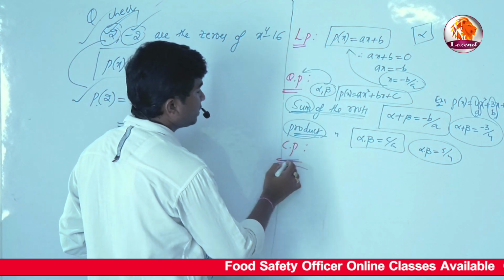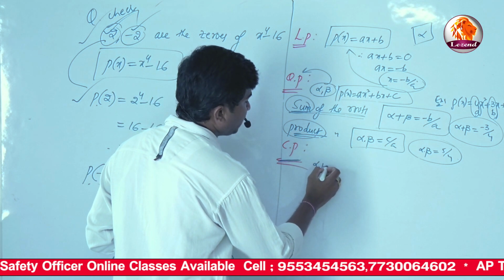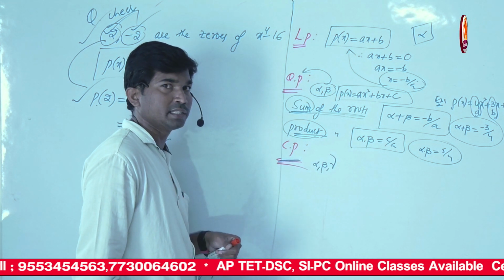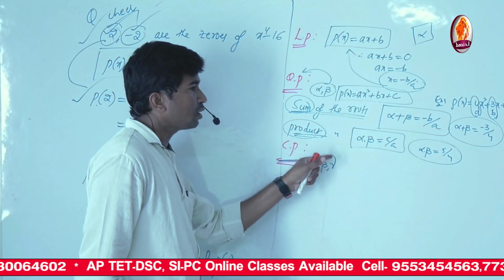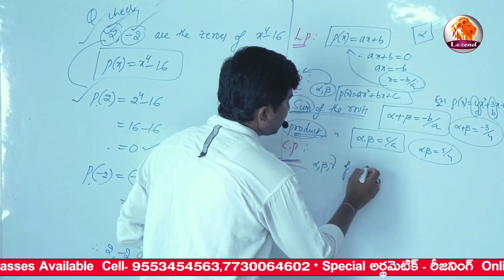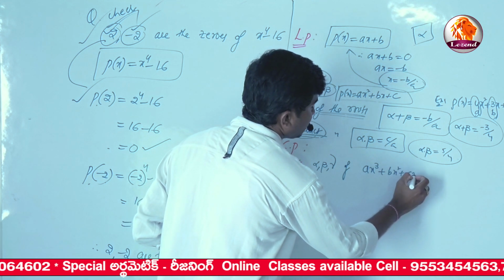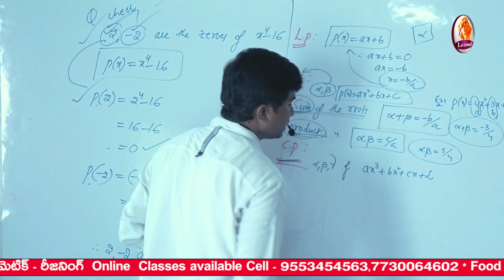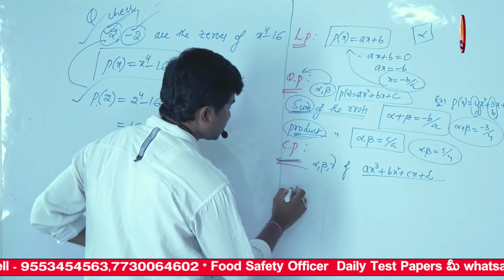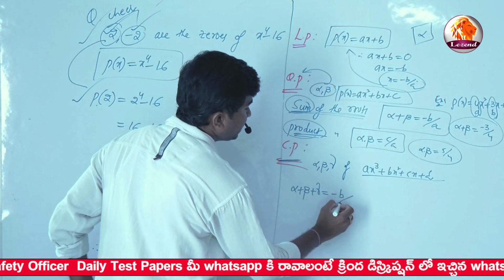Now in the CP, cubic polynomial, alpha, beta, gamma are the Greek symbols, and these are the roots of the cubic polynomial ax cube plus bx square plus cx plus d. This is the cubic polynomial. In this case, the sum of the roots, alpha plus beta plus gamma, is equal to minus b by a.